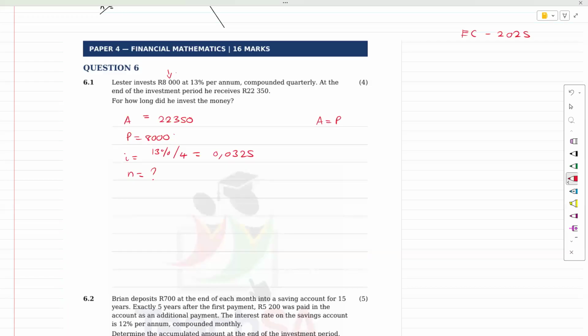Okay. A equals P times 1 plus I to the power of N. A is 22,350. P is about 8 grand. 1 plus 0.0325, and this is to the power of N. After algebra, you would use logs and you would solve this, and N equals. This is in grade 11. You can get this exact question in grade 11 financial math or grade 10 financial math. So it should be fine. This is like 8.03 years.